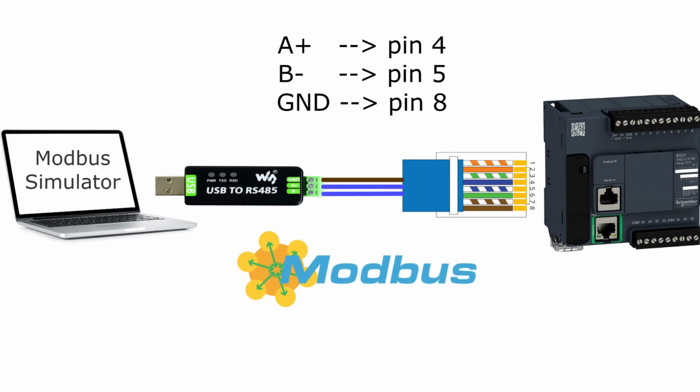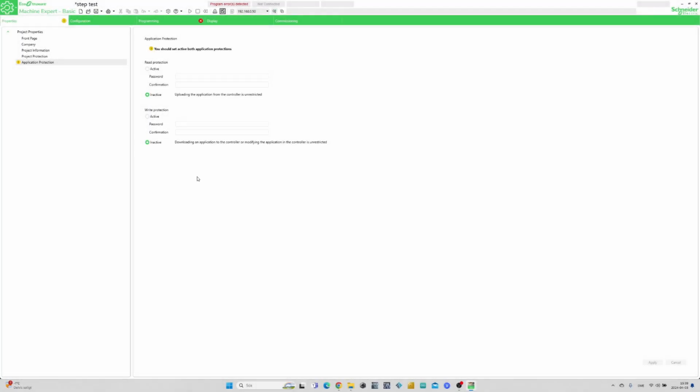In today's video, we will go through how to set up a connection between a Schneider M221 PLC and a Modbus simulator using Modbus RTU protocol. The PLC will be used as the master, and the simulator as the slave. I have already made a project and added my PLC to it.